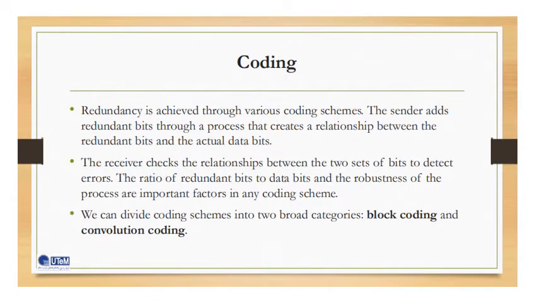Okay, next is coding. Redundancy is achieved through various coding schemes. The sender adds redundant bits through a process that creates a relationship between the redundant bits and the actual data bits. The receiver checks the relationship between the two sets of bits to detect error. The ratio of redundant bits to data bits and the robustness of the process are important factors in any coding scheme. Okay, so in this chapter we are going to discuss block coding.